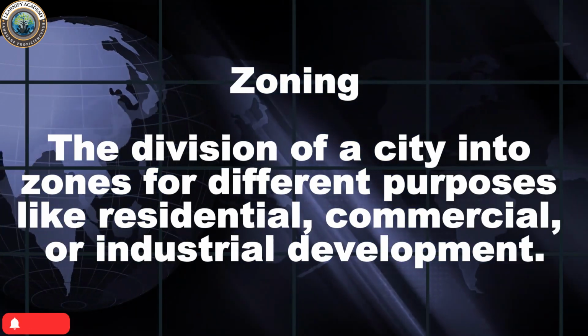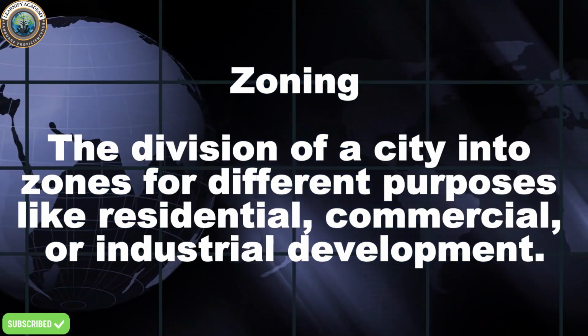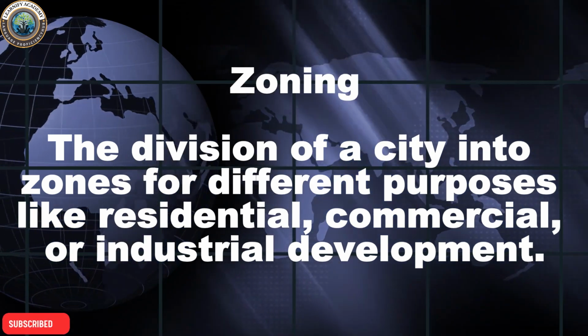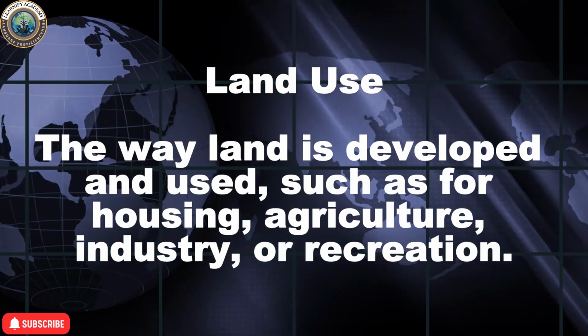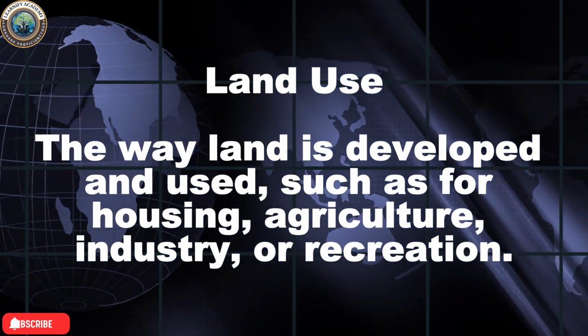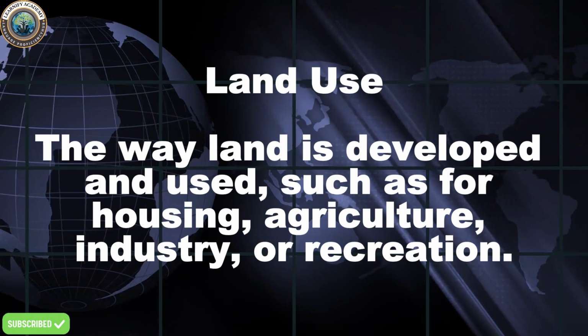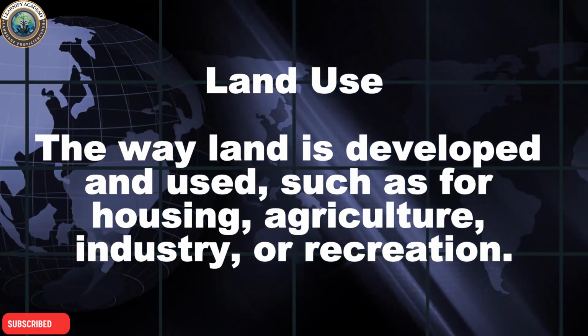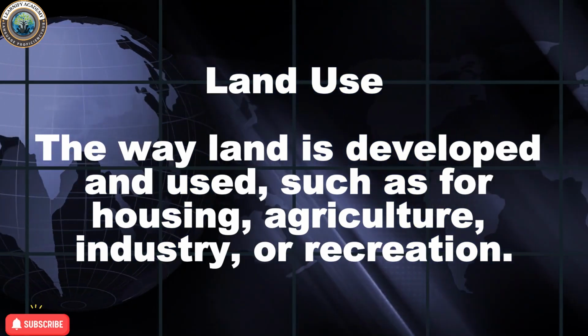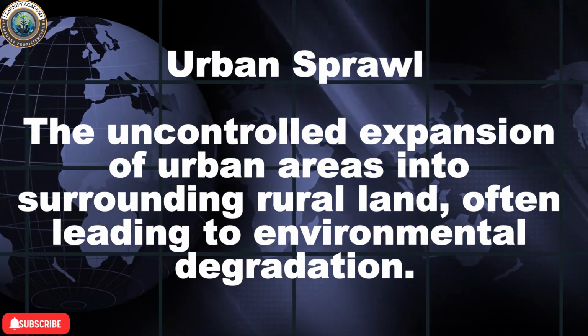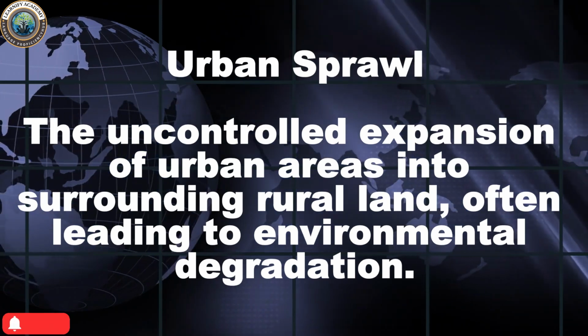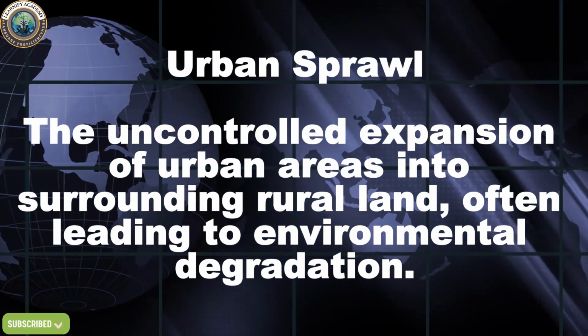Zoning, the division of a city into zones for different purposes like residential, commercial, or industrial development. Land use, the way land is developed and used, such as for housing, agriculture, industry, or recreation. Urban sprawl, the uncontrolled expansion of urban areas into surrounding rural land, often leading to environmental degradation.